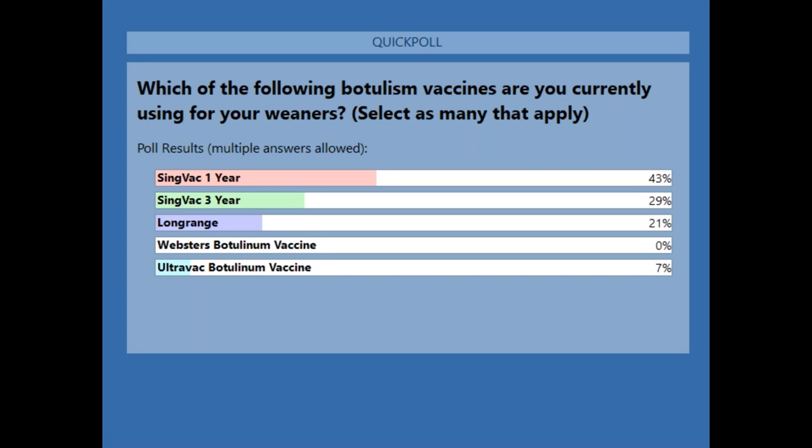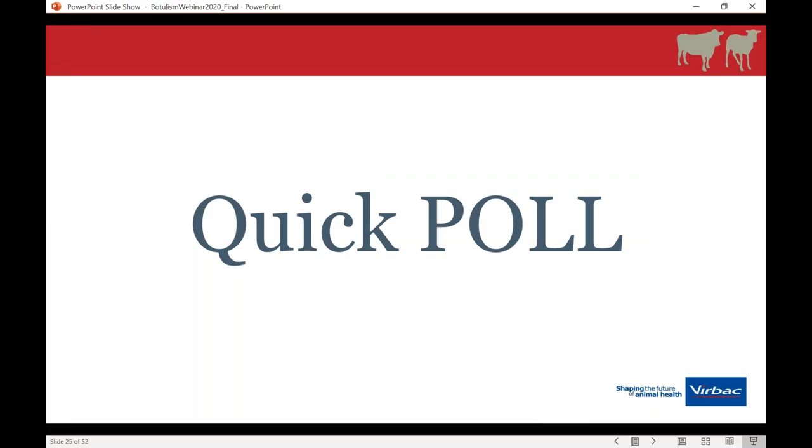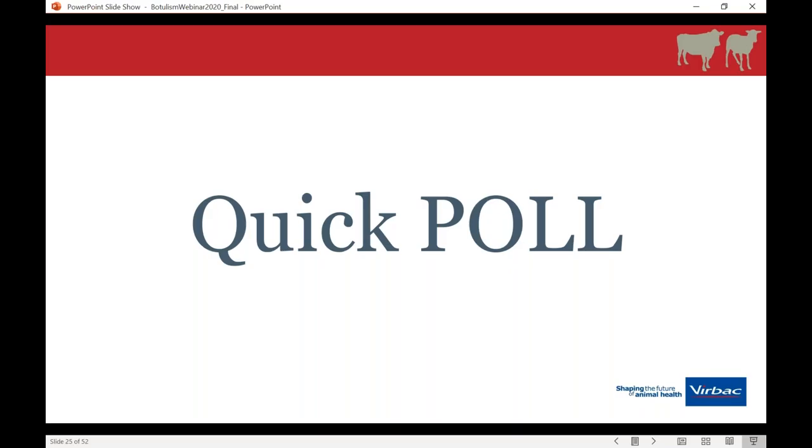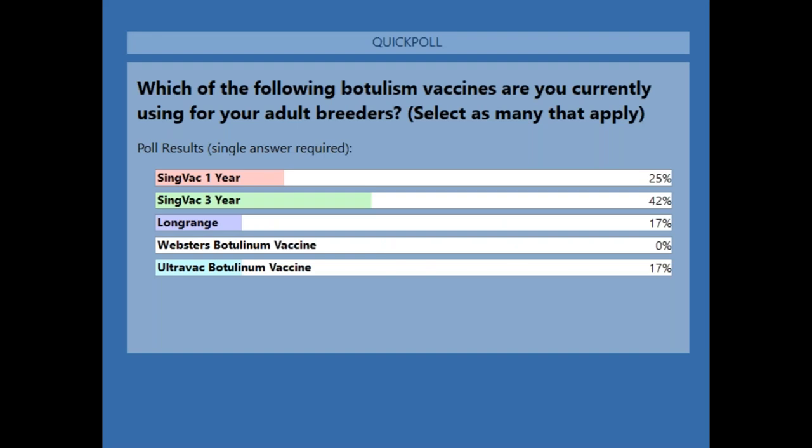All right, and the last poll question. Which of the following botulism vaccines are you currently using for your adult breeders? All right, a couple more seconds. All right, and just closing that off. I'd like to share again. So for the adult breeders, 42% are using 3 year, 25% are using 1 year, 17% using Long Range, and 17% using UltraVac. All right, back to you, Matt.